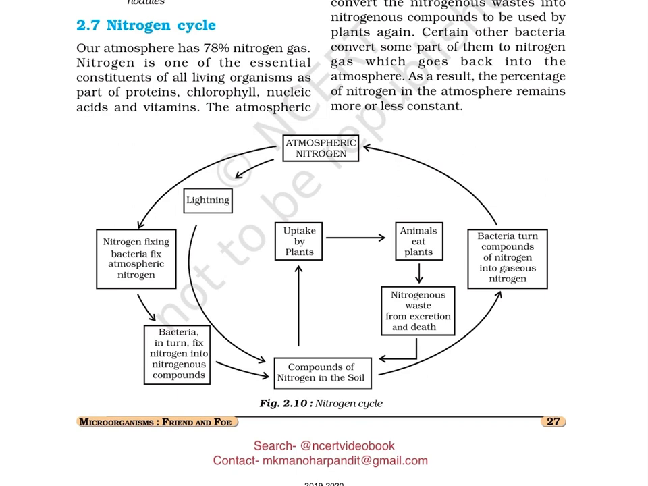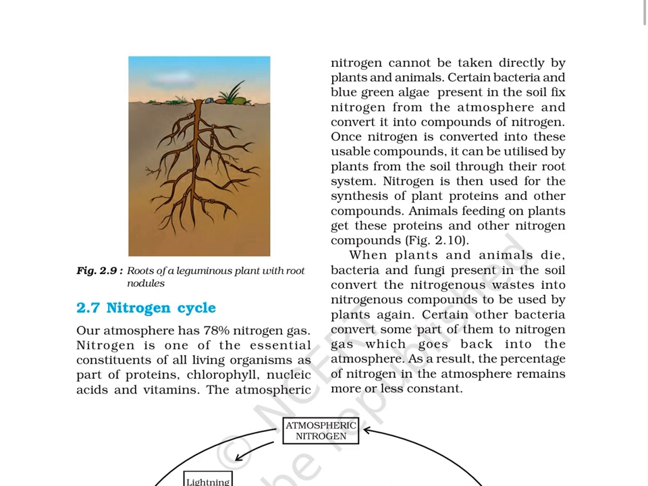Certain bacteria and blue-green algae present in the soil fix nitrogen from the atmosphere and convert it into compounds of nitrogen. Once nitrogen is converted into these usable compounds, it can be utilized by plants from the soil through their root system. Nitrogen is then used for the synthesis of plant proteins and other compounds. Animals feeding on plants get these proteins and other nitrogen compounds, as shown in figure 2.10.